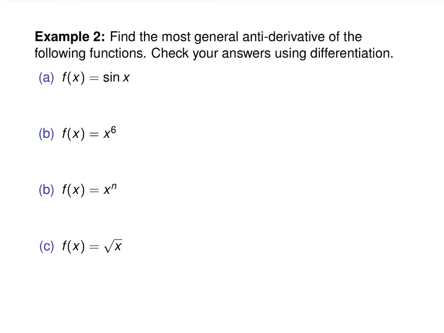Okay, so sine. So capital F. My first guess is cosine. Does that make sense? And then check by taking the derivative. What's the derivative of cosine? Negative sine. So put a negative in front of it and it fixes it. And then plus C.